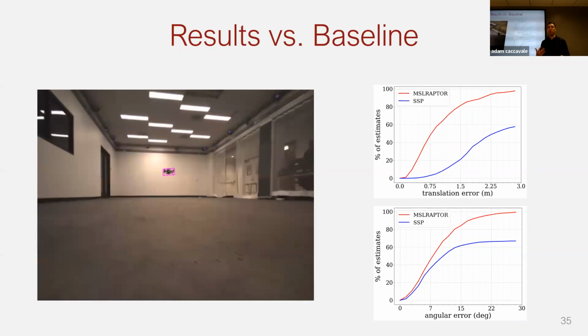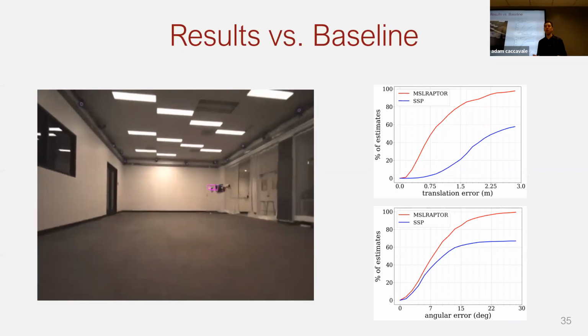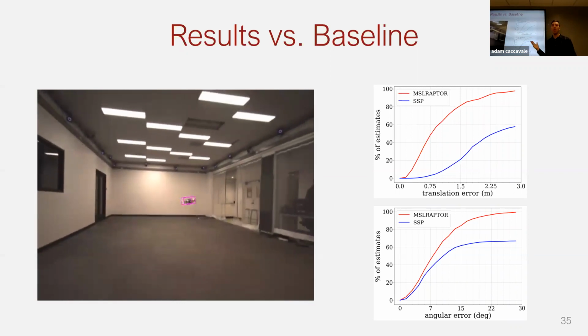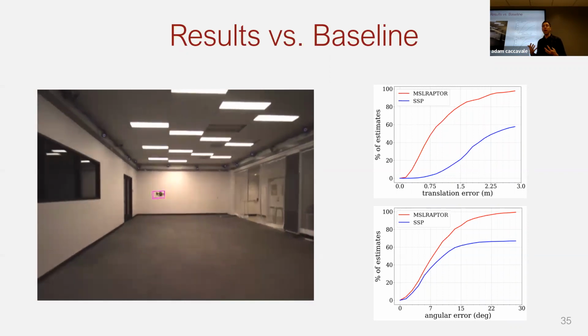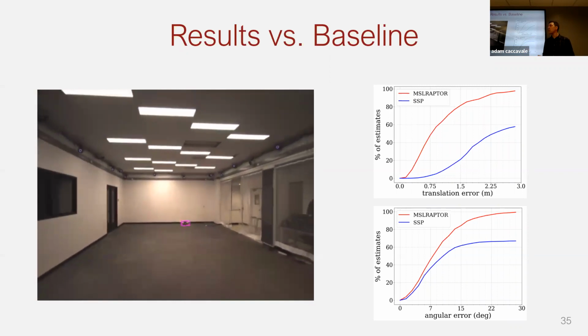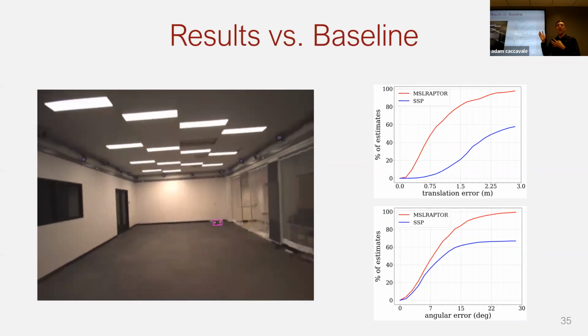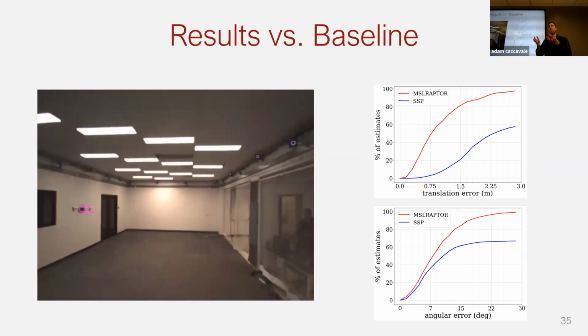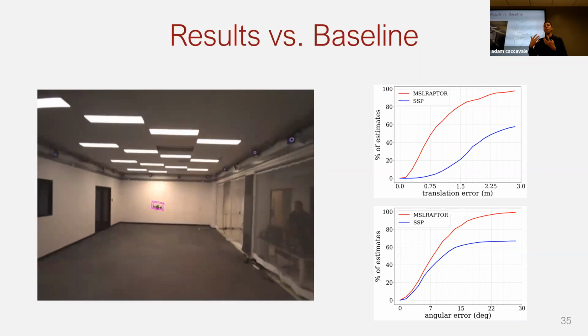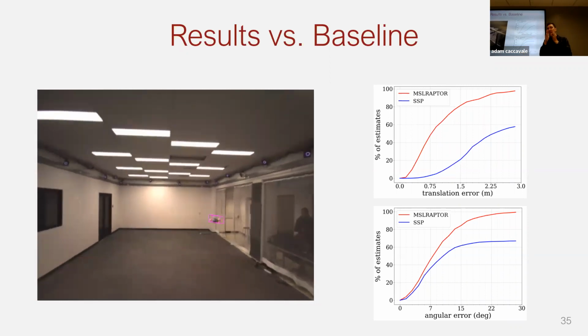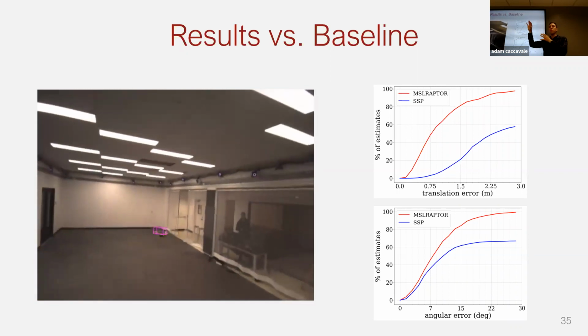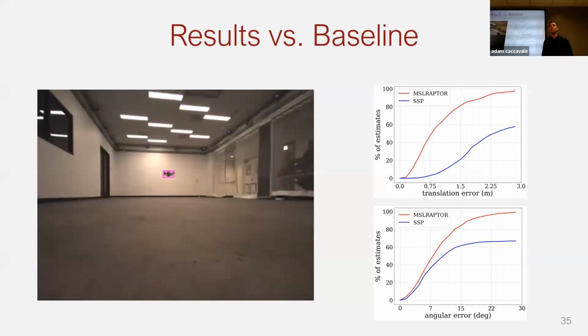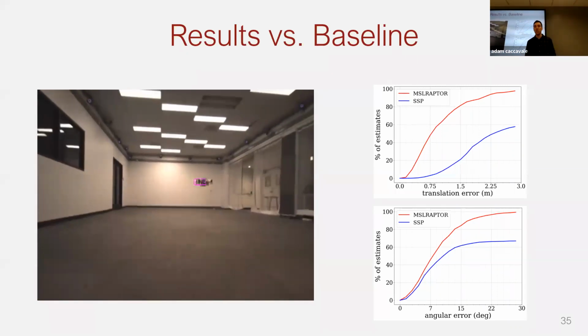So we were able to be about 3 times faster and perform much more accurately, as shown by these plots on the right. These are cumulative error distributions, so you can interpret them by looking at the x-axis as an error threshold, and the y value being what percentage of measurements fall within this threshold. So as the x-axis goes to infinity, all these curves are going to eventually approach 100, but MSL-RAPTOR is able to approach it much faster.